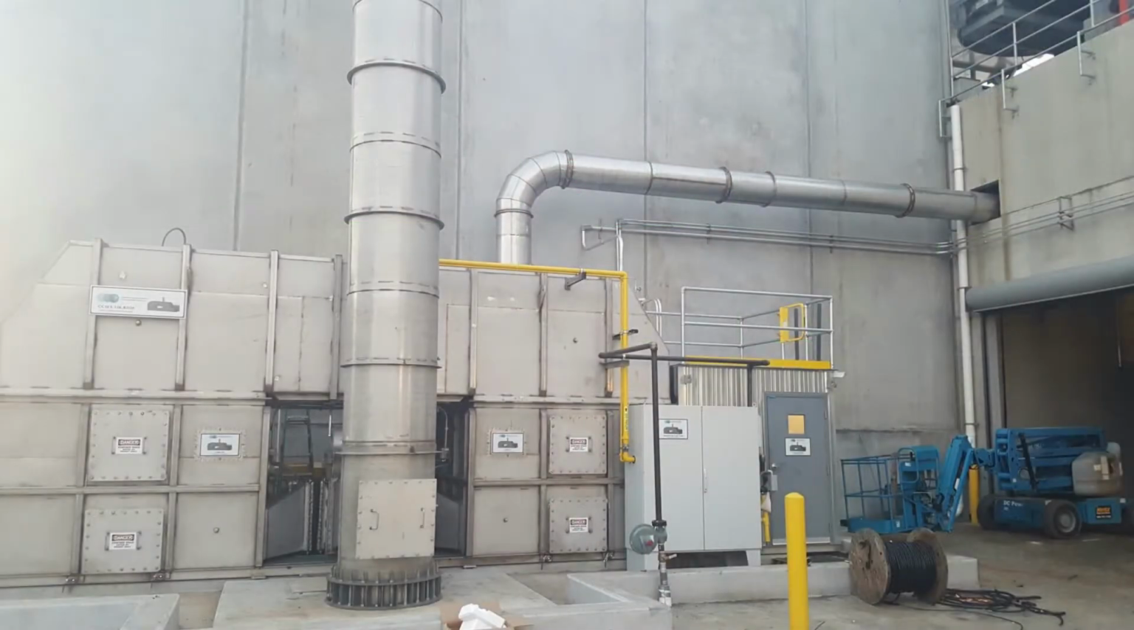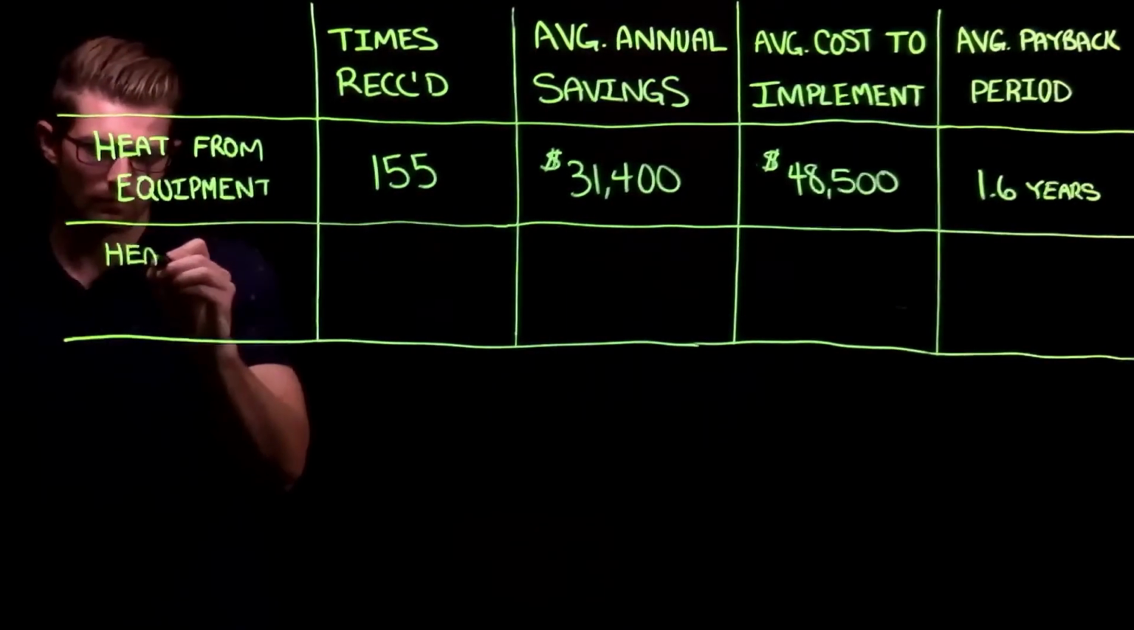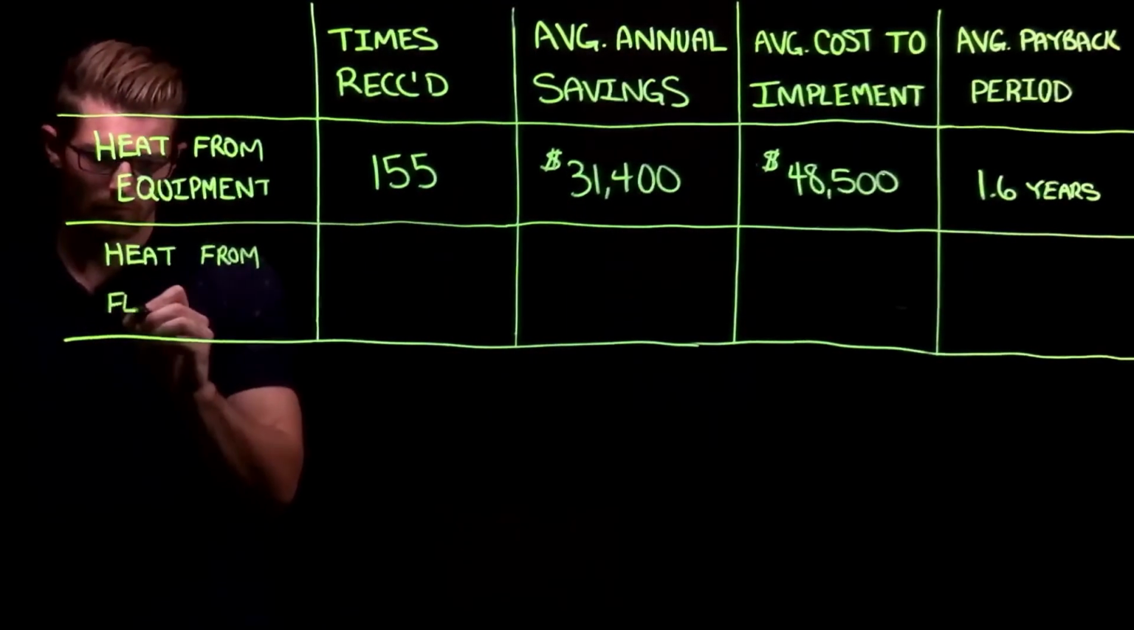Another common way to recover heat is by harnessing flue gases. For flue gas recuperation, a heat exchanger is placed on the flue stack and feed air is forced through it before entering the equipment. This process preheats the feed air, reducing the amount of heating that must be done by the equipment. In general, processes that operate at 1600 degrees Fahrenheit or greater are good candidates for this kind of heat exchanger. Heat exchangers have been recommended to food processing facilities 163 times.